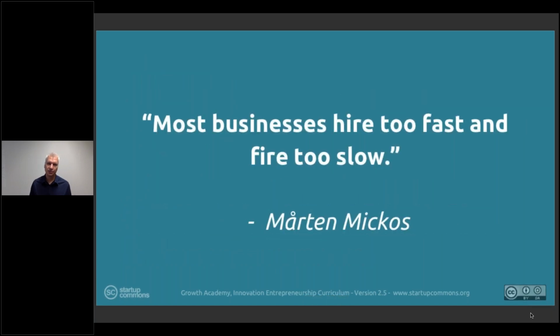So here's a good statement from one of the serial entrepreneurs, that the fact is that most businesses hire too fast and fire too slow. They are too quick to hire, they try to sell, they don't do the proper communication, they don't have enough proper tools in place, they just get people in place and start working, and then suddenly agreements are unclear, the expectations were unclear because decisions were made too fast.